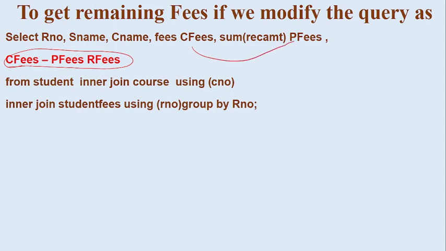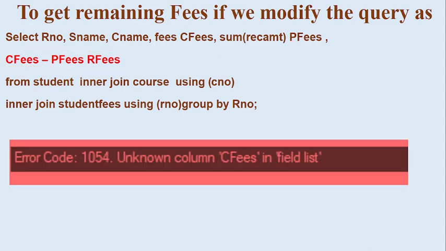But if you try to execute this query, it will generate an error: unknown column C fees. It won't recognize C fees now. Even though we have given an alias name, if you use P fees it will generate the error. So to solve such queries, we take help of a view, because writing this type of query every time is very, very difficult.